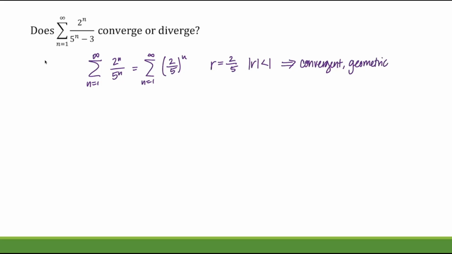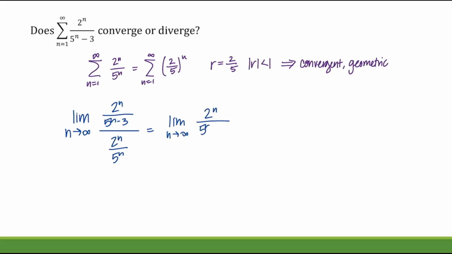Now, to apply the limit comparison test, we're going to take the limit as n approaches infinity of our general term, so 2 to the n over 5 to the n minus 3, over the general term of the nice series, hopefully again geometric or p series, that I'm comparing it to. So 2 to the n over 5 to the n. All right, let's go ahead and rewrite this as 2 to the n over 5 to the n minus 3 times the reciprocal, 5 to the n over 2 to the n.